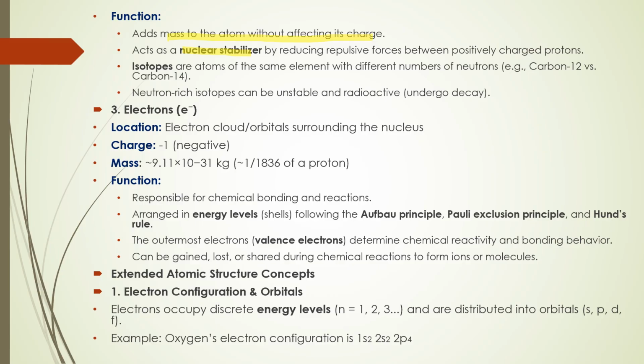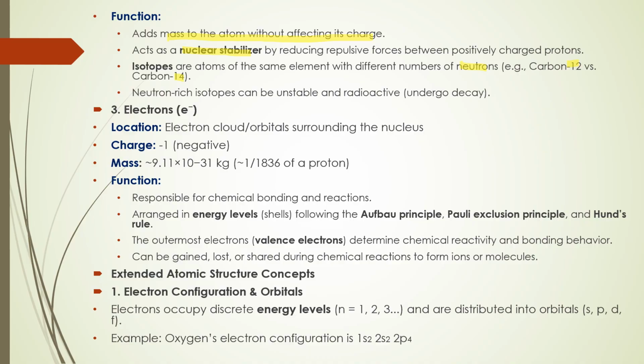And isotopes are atoms of the same element with different numbers of neutrons. For example, carbon 12, carbon 13, and carbon 14. Carbon 12 has 6 protons and 6 neutrons, carbon 13 has 7 neutrons, and carbon 14 has 8 neutrons. That means they have different numbers of neutrons.